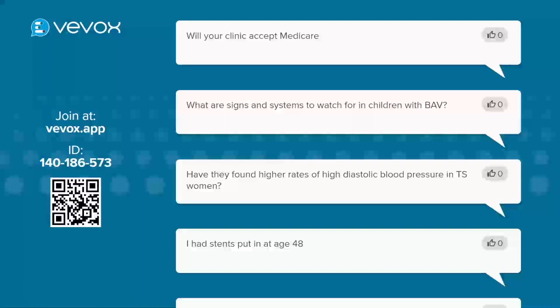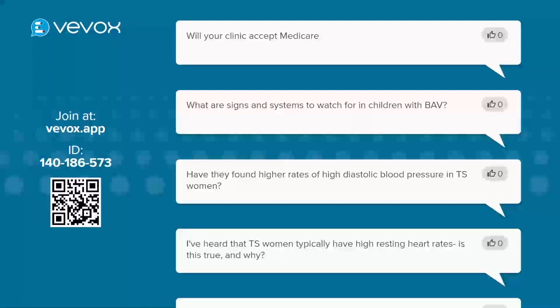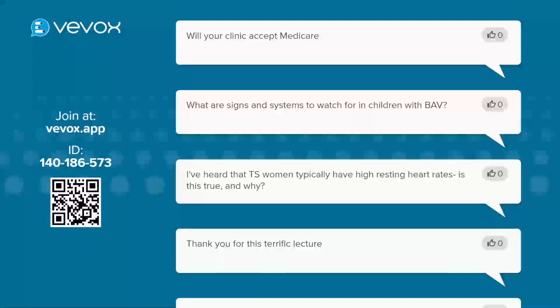All right. So have they found higher rates of diastolic blood pressure being high in TS women? Yes. So that tends to happen in young people and in people who are overweight. And we think that it actually goes down by itself as you get older. So as you get into your 40s, your diastolic blood pressure normally drops until when you're in your 50s and 60s, it's mostly just high systolic and low or normal diastolic blood pressure.